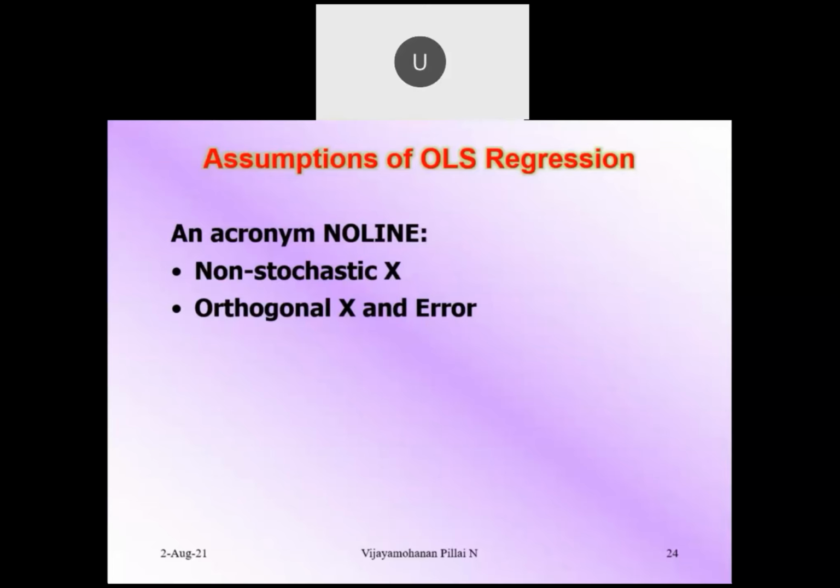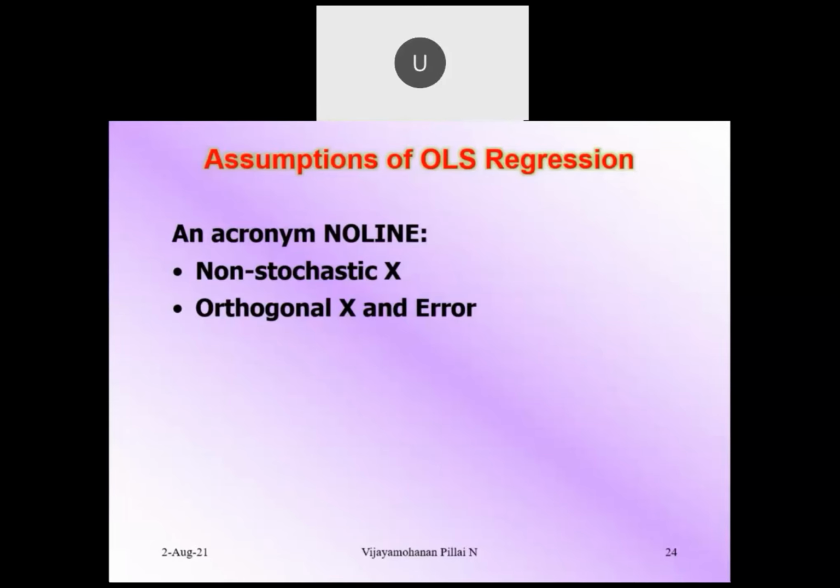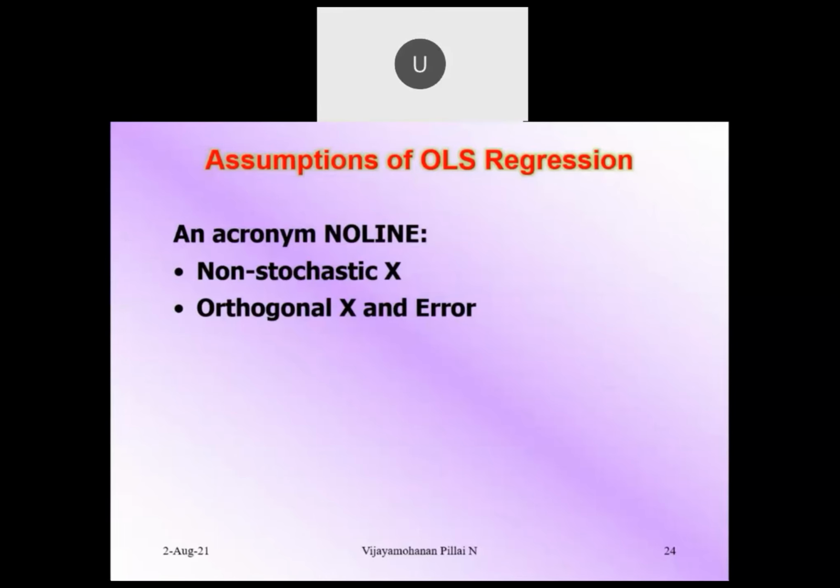Then the disturbances are normally distributed. Normality assumption. Disturbance is the error term. The error term is normally distributed. Then the variance parameters in the covariance variance matrix of this error term U are the same. That means this error term U has a constant variance, and that constant variance is called homoscedasticity.